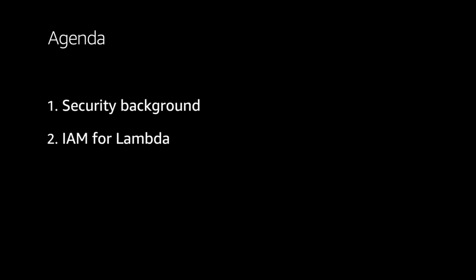So IAM is the service identity and access management. That's where you configure a lot of the security and permission policies for your cloud applications, and the same holds for Lambda. Of course, Lambda is our function as a service. That's where you put your code, your business logic, your compute layer.